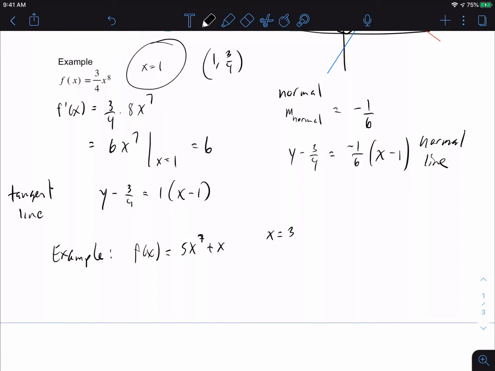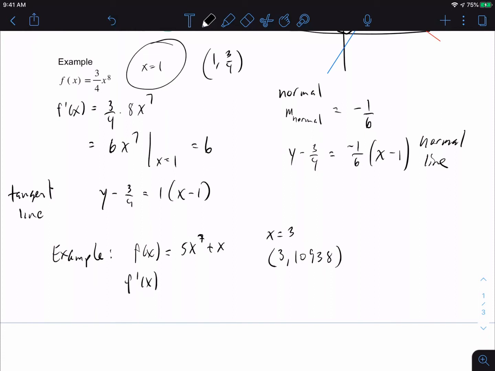So let's see. 5 times 3 to the 7th power plus 3. Okay, so the point that we're going to get is 3, 10,938. So 10,938. Now what we're going to do is take the derivative of this.